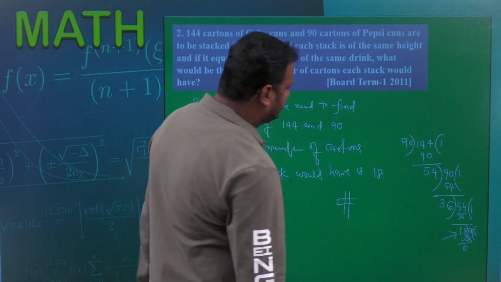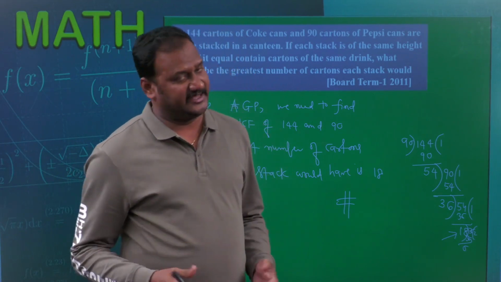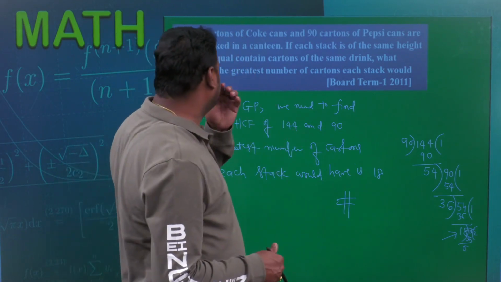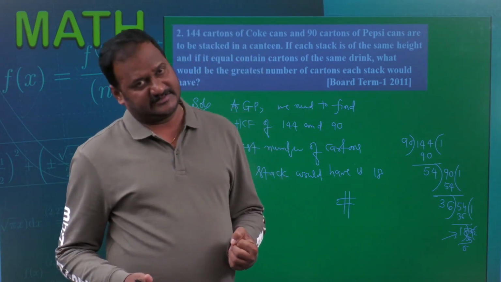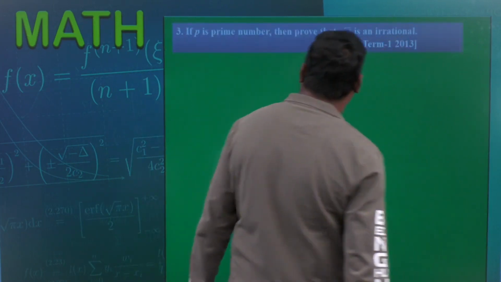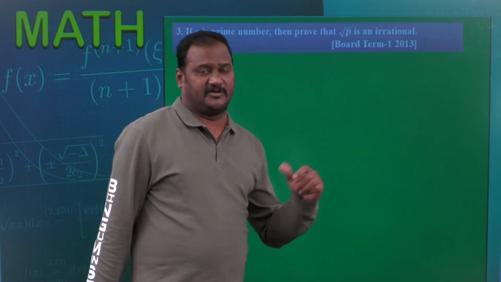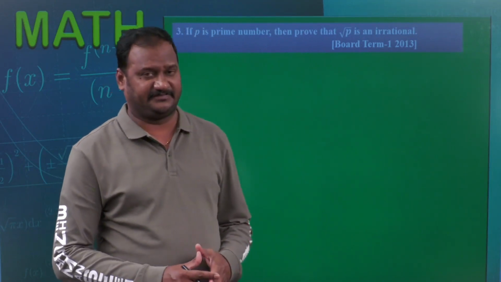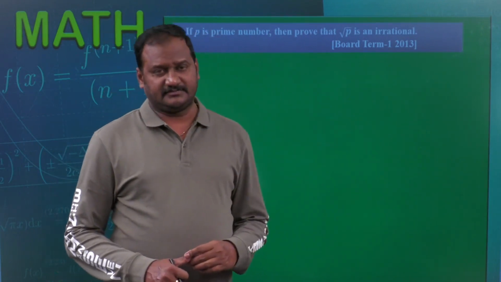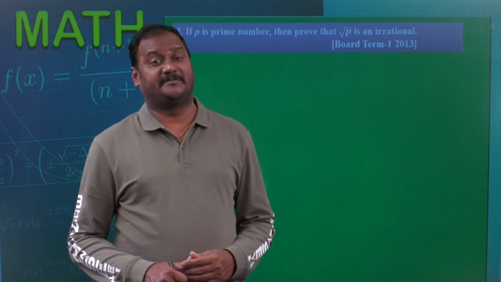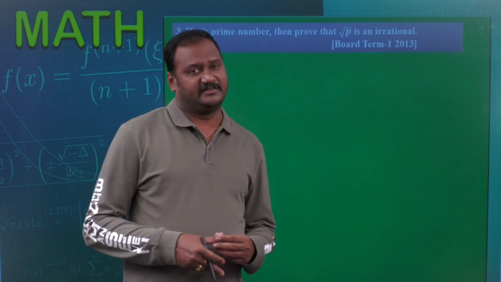So if there are 18 cartons, then 144 as well as 90 can be divided equally. You understand? These kinds of problems are pretty much easier in order to find whatever the result is. Next, moving on to the next problem. The next problem is, if p is a prime number, then prove that root p is an irrational number. This is one of the problems that we discussed in the very beginning of this module. How to prove root p is an irrational number, provided p is a prime number. Prime number means root over 2, root over 3, root over 5, root over 7, these kinds of numbers.